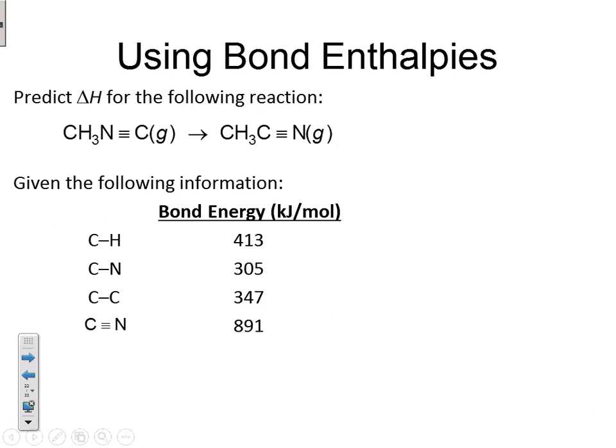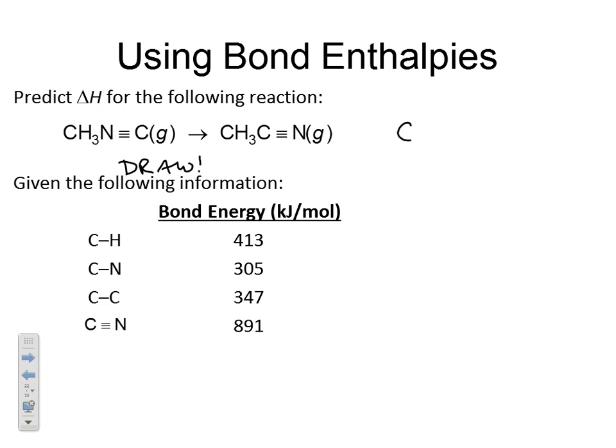So for example, predict the delta H for the following reaction, and we have this compound CH3N with a triple bond to C goes to CH3C with a triple bond to N. Best recommendation for doing this, draw out the structural formulas, because that way I can see a little bit more clearly what is the difference in the bonding between the reactants and the products. Like right now, it's not completely clear. So I'm going to draw it out.